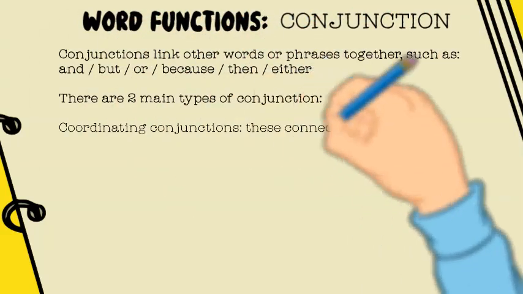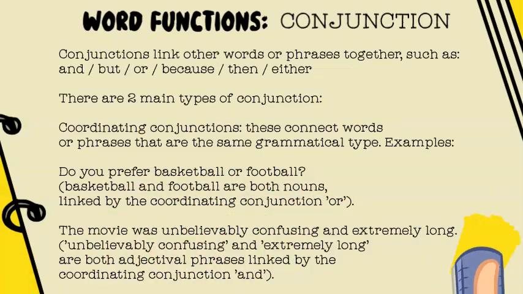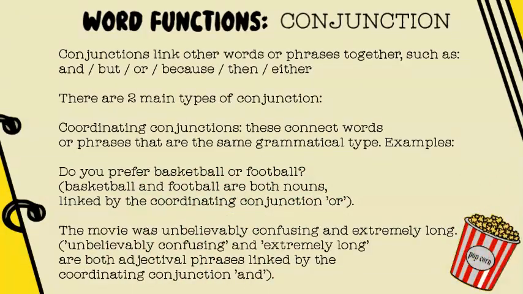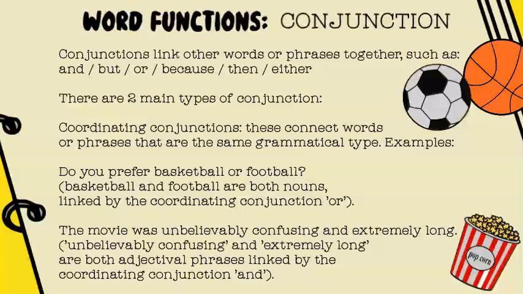A coordinating conjunction connects words or phrases of the same grammatical type. For instance, in the sentence, do you prefer basketball or football? Basketball and football are both nouns, so we can join them with the coordinating conjunction or. Again, in the example, the movie was unbelievably confusing and extremely long. Unbelievably confusing and extremely long are both adjectival phrases, so we can link them with the coordinating conjunction and.